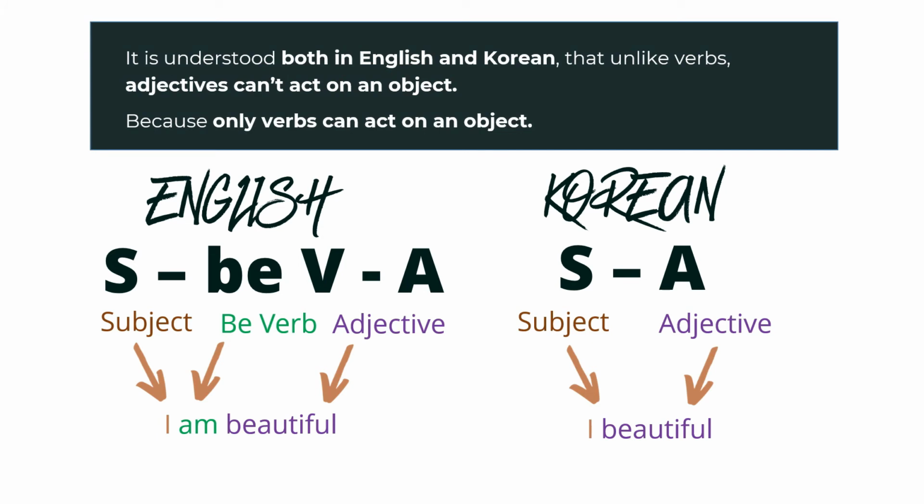And lastly, I want you to remember this. It is understood that both in English and Korean, unlike verbs, adjectives cannot act on an object. I cannot stress this enough. Adjectives cannot act on an object because only verbs can act on an object. But that doesn't mean that you cannot put an object in a sentence with an adjective. It just means it cannot act on the object much like verbs can.